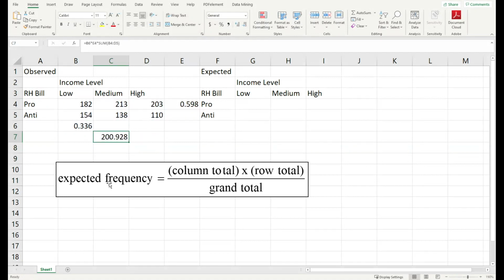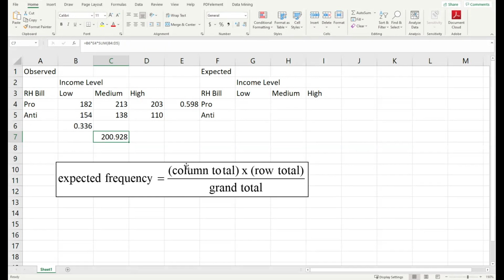So therefore the expected frequency has this formula, no? Column total times row total over grand total. So one grand total was removed from the denominator because we multiply by the grand total. The formula really is column total over grand total, which is the probability for low income, multiplied by row total over grand total, which is the probability that you are pro RH bill, multiplied by the grand total, and then one grand total cancels out, so there is only one grand total in the denominator.